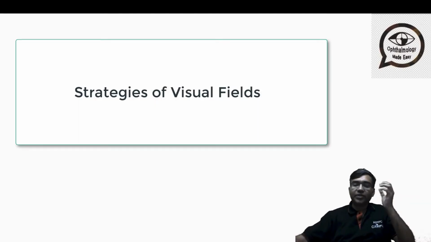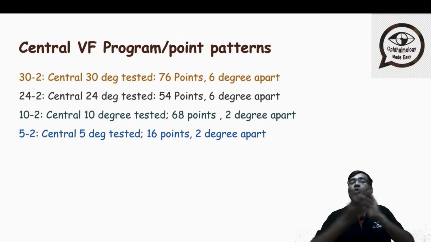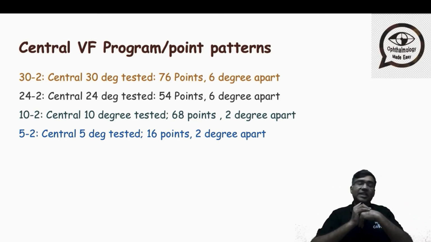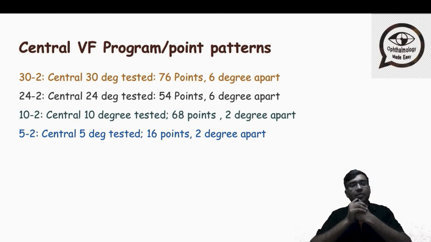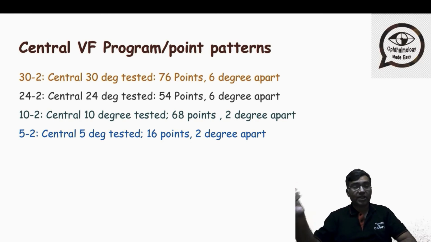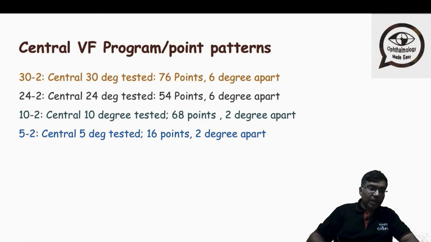The next thing, we go with the various strategies. We have various strategies when we do visual fields. Our question so many times is which strategy we have to choose whenever we see a patient. First of all, what does strategy mean? You must have seen 30-2, 24-2, 10-2 or 5-2, so what does it actually mean? We come to all these one by one.